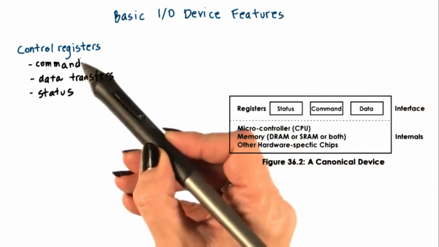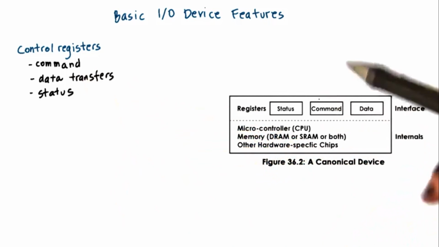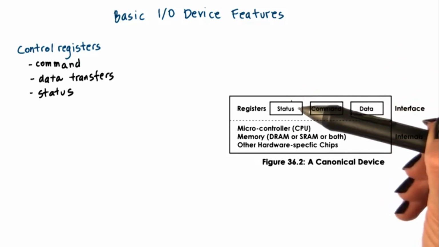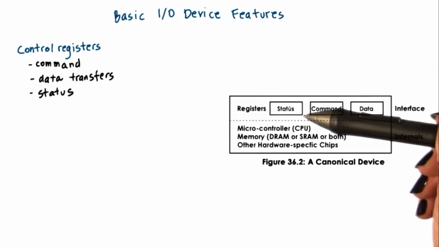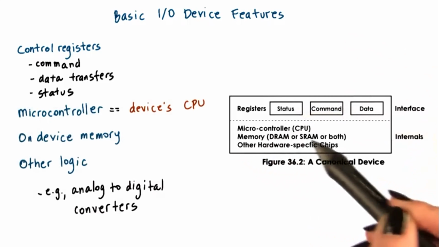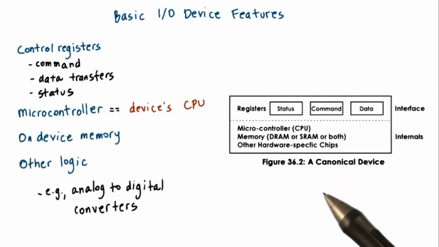These are typically divided into command registers that the CPU uses to control what exactly the device will be doing, data registers that are in some way used for the CPU to control the data transfers in and out of the device, and then also some status registers that are used by the CPU to find out exactly what's happening on the device.